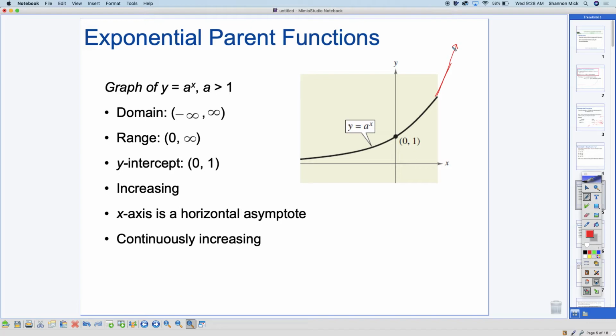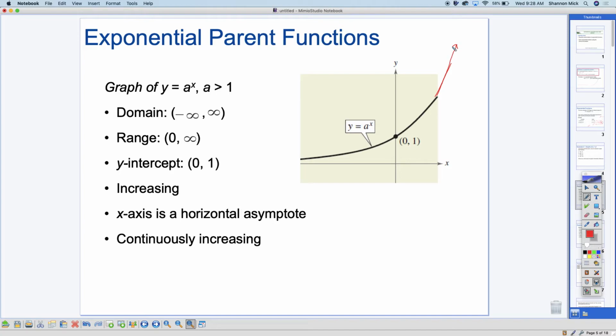What does a negative exponent do? It doesn't make it go negative, it makes it reciprocate. It makes it a smaller number. So the only way I can make it negative is to make my base negative, and we're just talking about the parent function. Again, for the parent function, a is greater than 1. The y-intercept is 1. Why is the y-intercept 1? Because anything to the 0 power is 1.